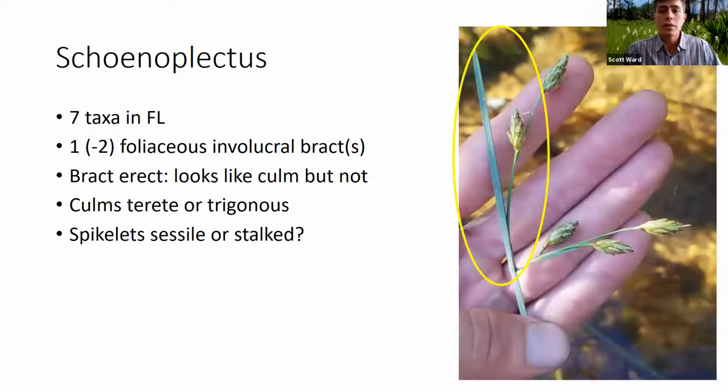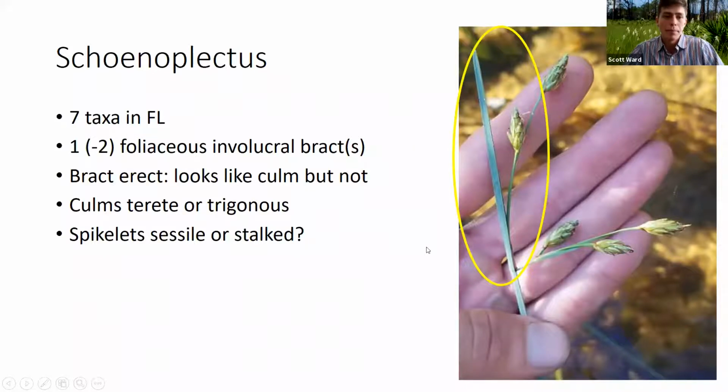Moving on to Chenoplectus. This is a really cool genus, and species within this genus can have either triangular or terete, so rounded stems. There's about 7 taxa in Florida, and they usually have 1, maybe 2 foliaceous involucral bracts. This is what this refers to right here. And in this genus, it can often look like a continuation of the stem, but it's actually not a true continuation. It's its own kind of separate adaptation or separate bract.